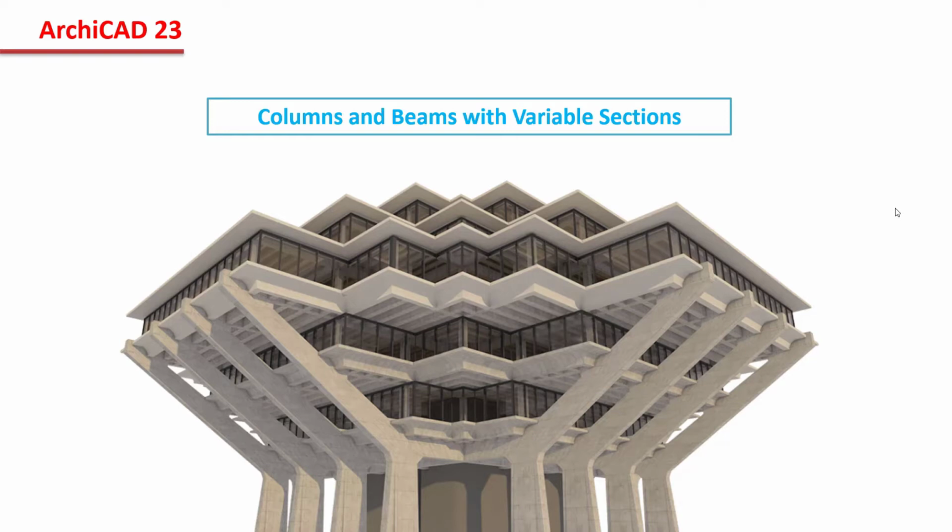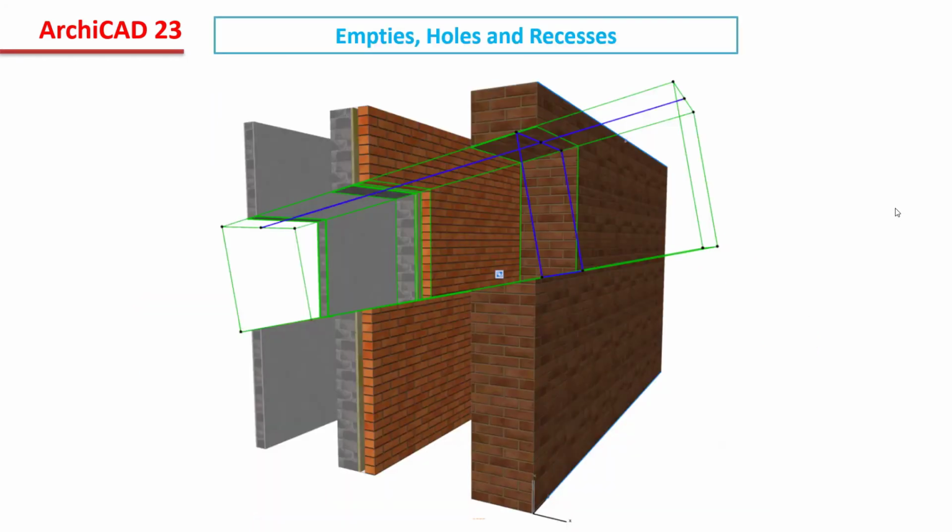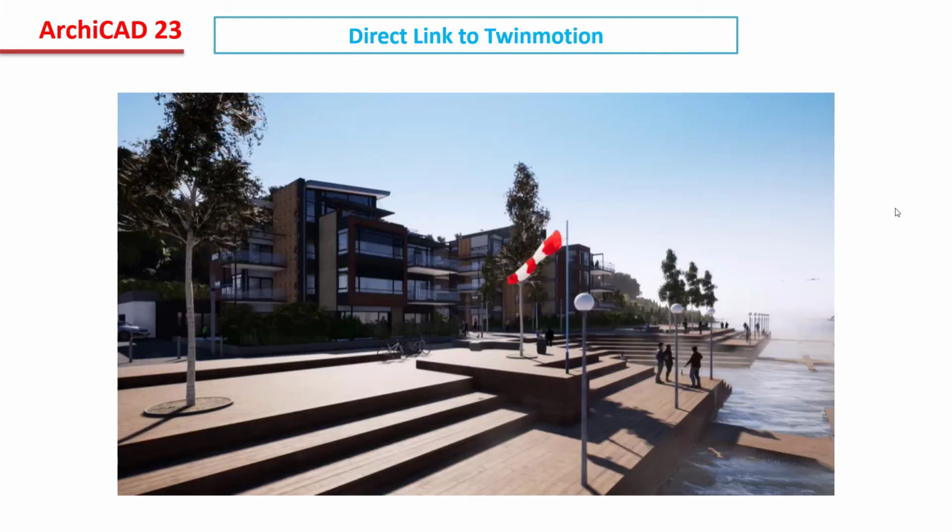Now, the beam and column tool allow us to do variable sections, and beams can be curved in the z-axis, curved in the vertical plane. We also have a new tool to do empties, holes, and recesses. It can be used to explore different forms of openings in walls, slabs, and so on. And as we've said before, we have a direct link to Twinmotion. It is amazing software that is an Epic Games production and can be downloaded for free.